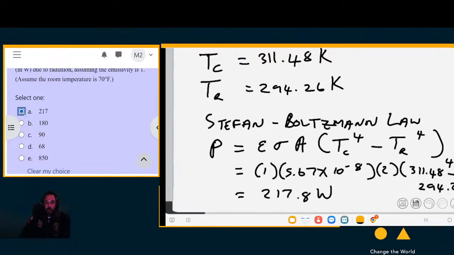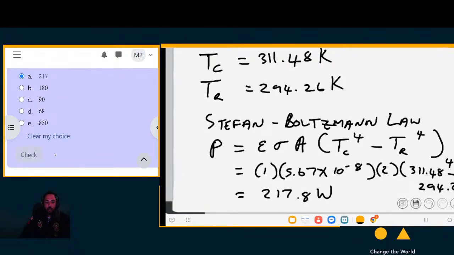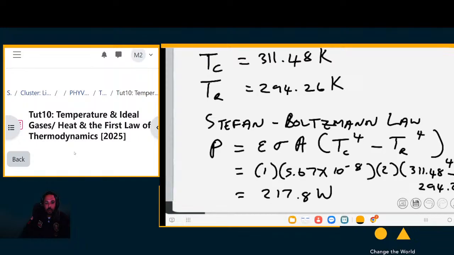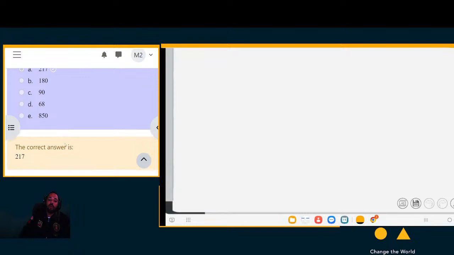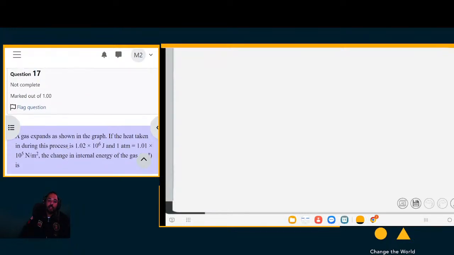So let's check 217. We check, and it's good. Our answer worked, by using the Stefan-Boltzmann law. Okay, now question 17. Let's go for question number 17.